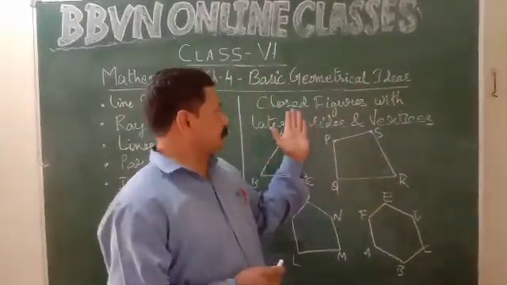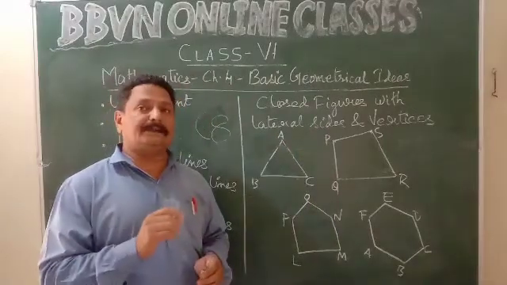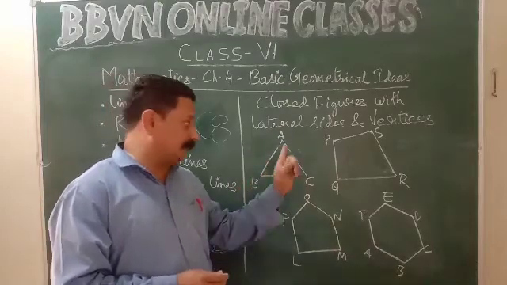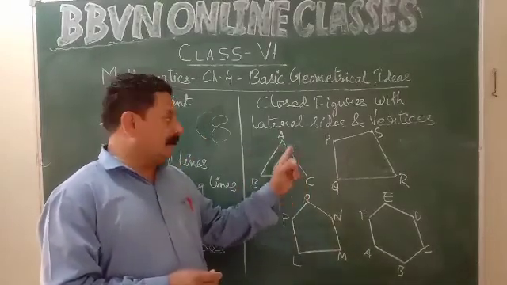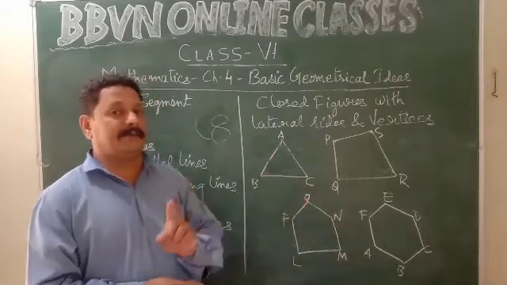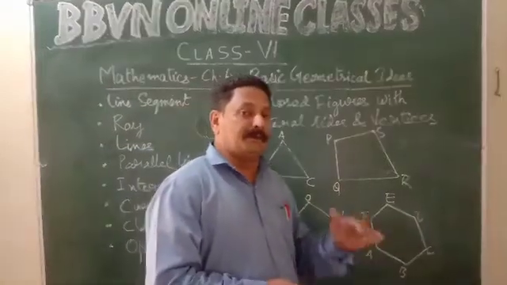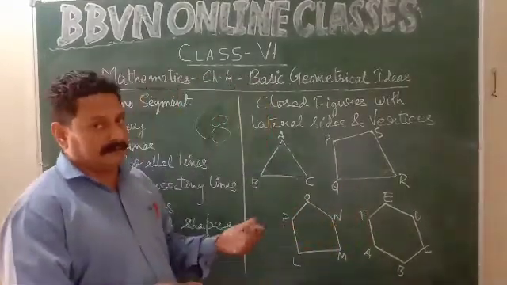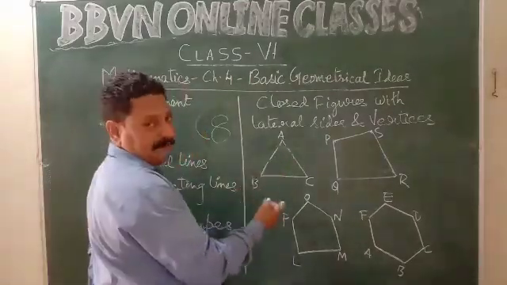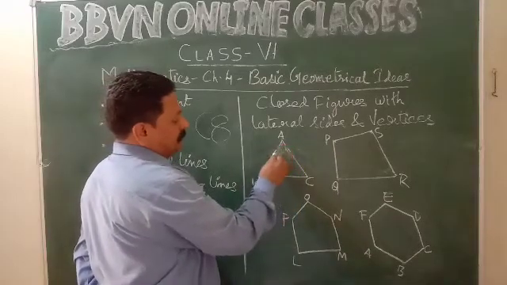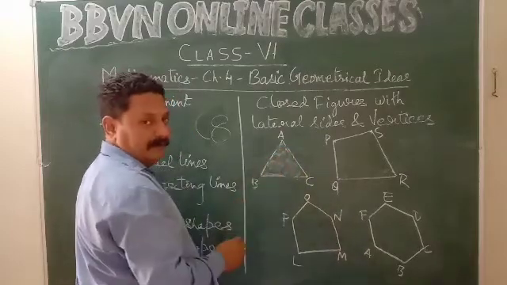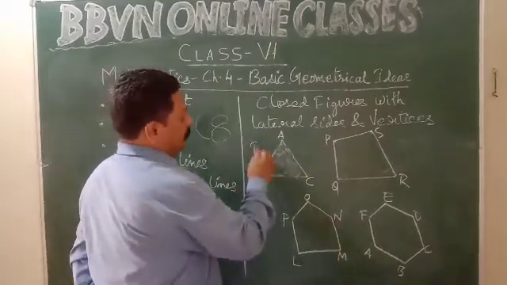Now we will discuss closed figures with lateral sides and vertices. Now this is a closed figure. Lateral sides means the sides are straight line segments, and these corners A, B, C, these are the vertices. If it is singular, it is a vertex. If it is plural, more than one, it becomes vertices. So A, B, C, this closed geometrical figure, it has three sides. Now this region which is inside all the three lateral sides, this is the area of this geometrical figure. It has got three sides, so it is called a triangle.